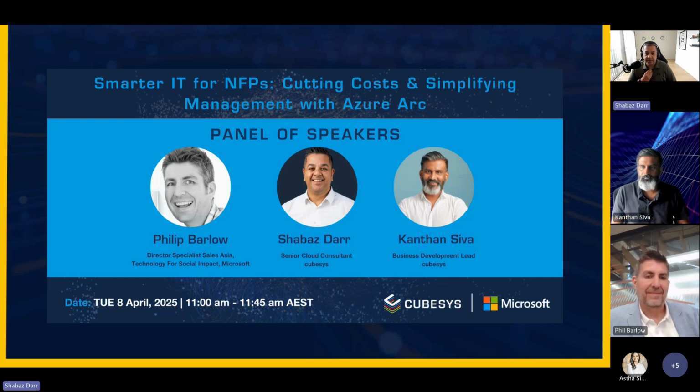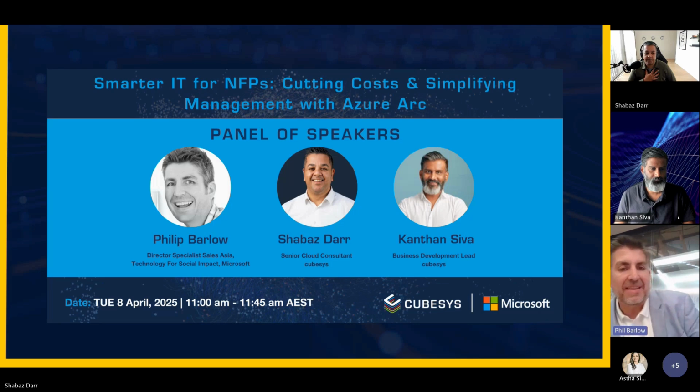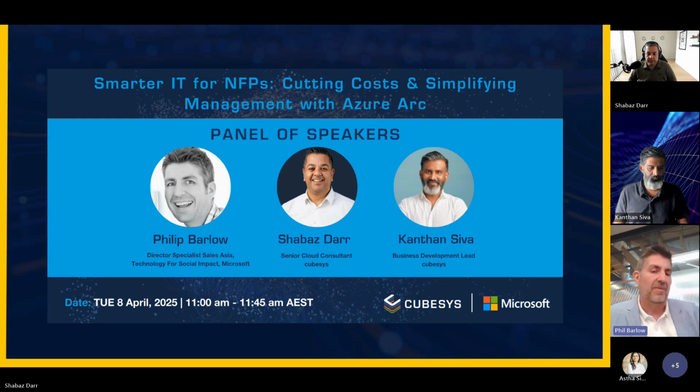Nice. And that's a good segue to our third person on the panel today. Phil, do you want to give yourself an introduction? Thanks, Shabaz. Yeah, Phil Barlow. As the slide says, I'm the Director of Specialist Sales for Asia in our Tech for Social Impact business. That's working with our non-profit organisations across the region, predominantly focused on the ANZ cohort of customers right now. We are always looking for opportunities to expand further and do more though.